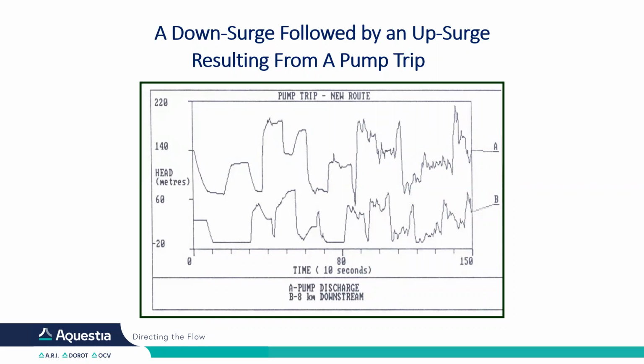The water column separation is a downsurge followed by an upsurge, resulting from a pump trip. We can see diagram A, that's near the pump discharge. And diagram B is 8 kilometers downstream of the pump. We can see that the same phenomenon of a downsurge followed by an upsurge happens not only near the pump station, but also along the pipeline. So the protection is not only given near the pump, but also along the pipeline.